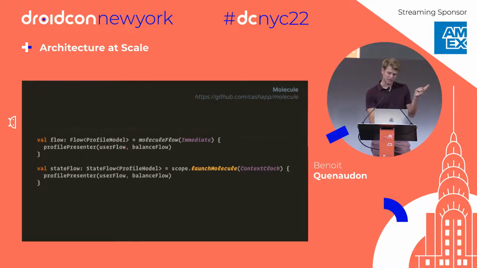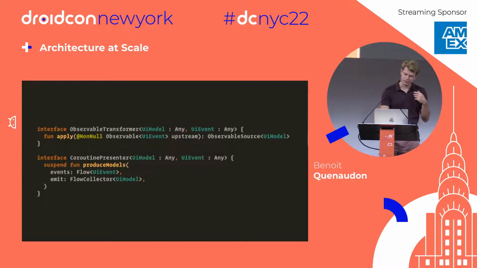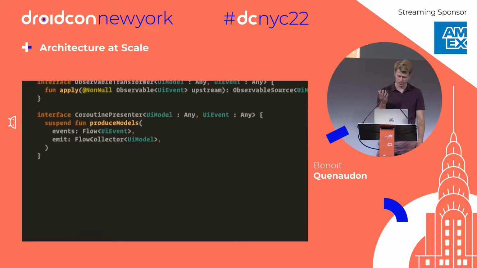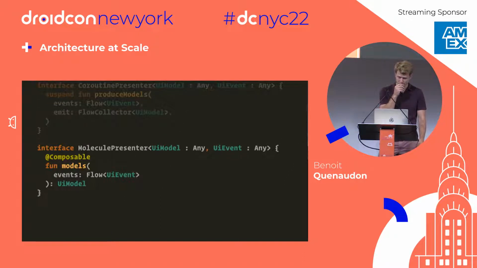So we had those two types to define presenters within the app. But big thanks to Molecule, we have now another one, which is the one I use everywhere. Again, we pass flows of events, and it emits UI models. Even if the signature doesn't make it seem like a streaming flow, because it's composable, it will just emit every time there is something to emit, but Compose abstracts away all this reactiveness.